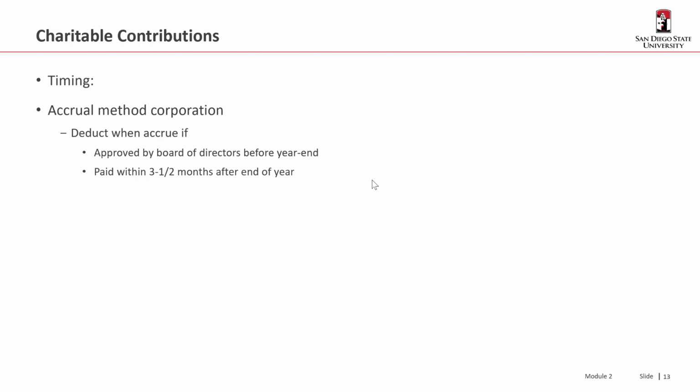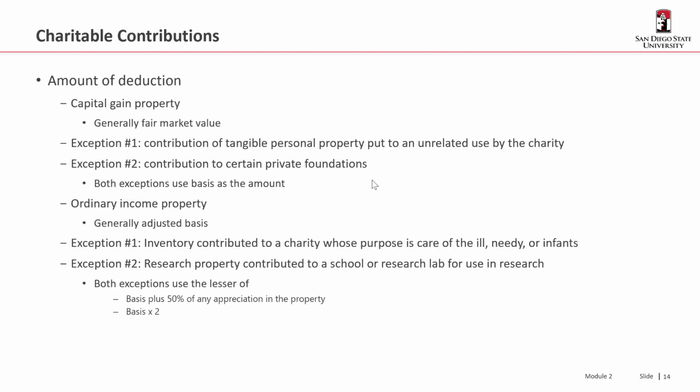So charitable contributions, the timing, almost all accrual method corporate. If you're cash basis, you don't get to deduct it until you pay it. For an accrual-based corporation, you can accrue a charitable contribution as long as it was approved by the board of directors of the corporation before year end, and you pay it within 3.5 months after year end. So, some relaxation on your ability to accrue a charitable contribution as a corporation.